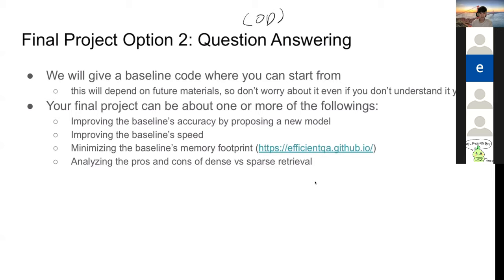Your final project can be about one or more of the following. You'll be given a baseline that does open domain question answering, which answers questions given a large text corpus. Your final project will be about whether you try to improve the baseline's accuracy, baseline speed, or minimize the baseline's memory footprint, or analyze the pros and cons of dense and sparse retrieval, for instance. You can also think of other options, as long as it's about open domain question answering.